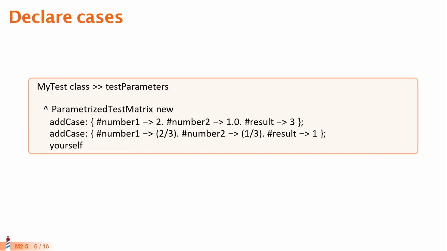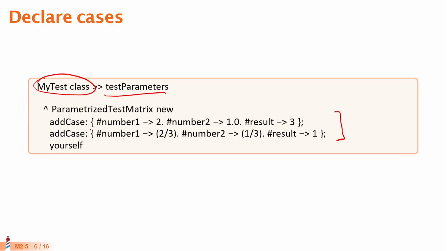So once we have the test written and the instance variables that will collect our values, we have to give the different values that we want to have for these cases. We are going to go to the class side of our test class and define the method testParameters. This method testParameters will return a ParametrizedTestMatrix. Basically, this object is the one that has the responsibility to contain all the cases that we are going to execute. In this first example, we are going to add the cases one by one.